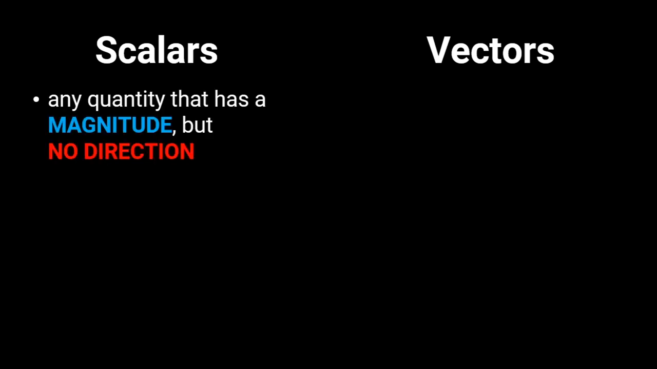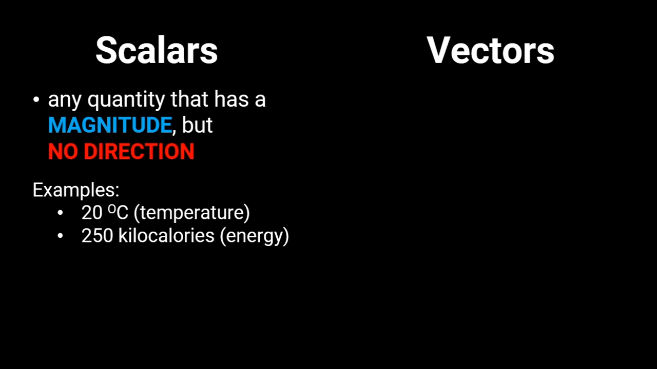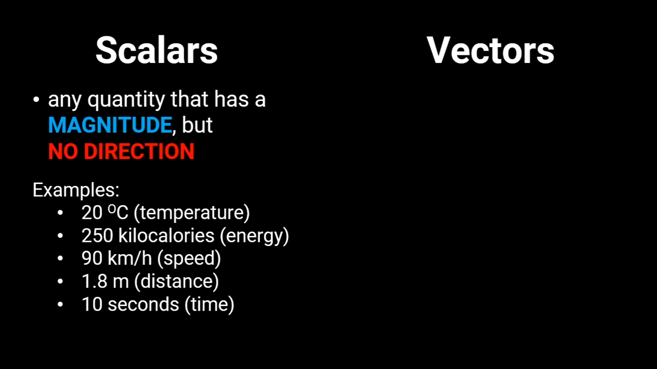Scalars tell us how much of something there is, or in other words, any quantity that has a magnitude but no direction. Examples are 20 degrees Celsius for temperature, 250 kilocalories for energy, 90 kilometers per hour for speed, 1.8 meters for distance, and 10 seconds for time.